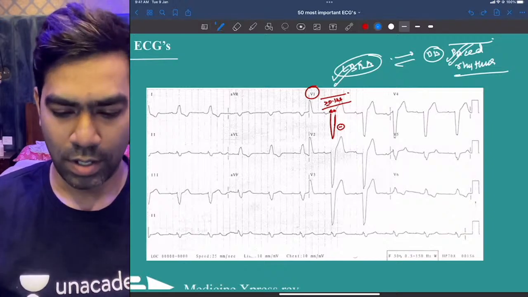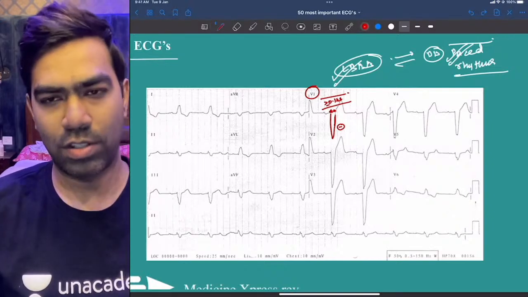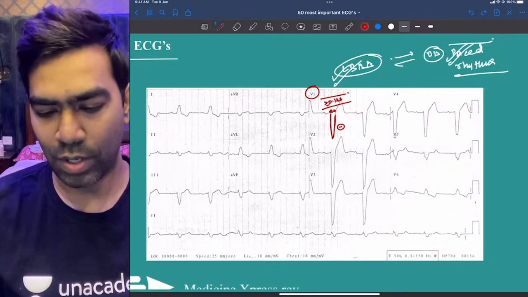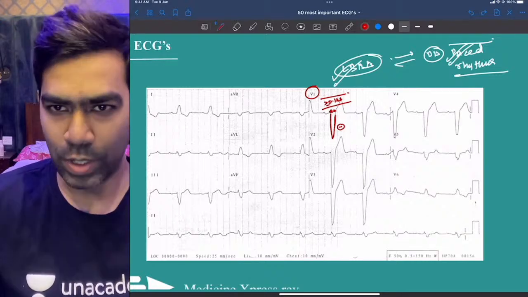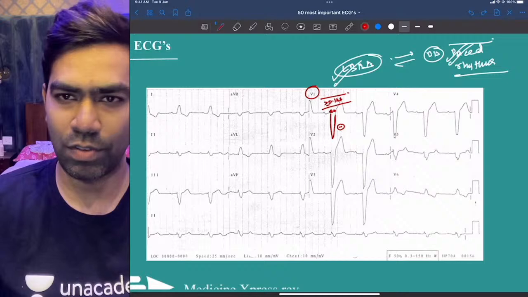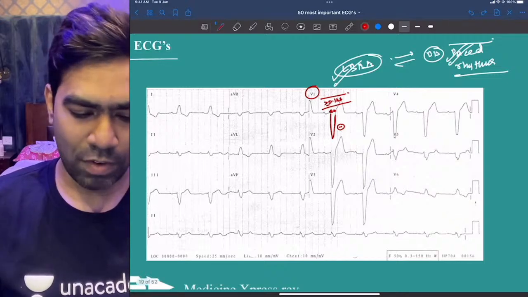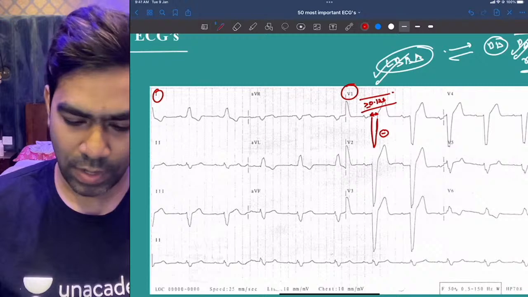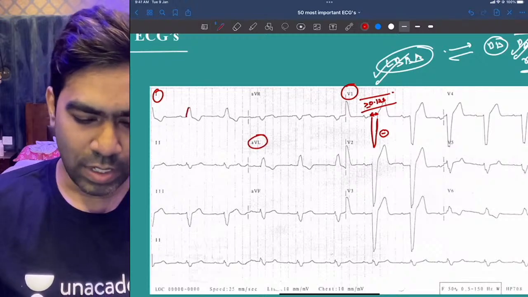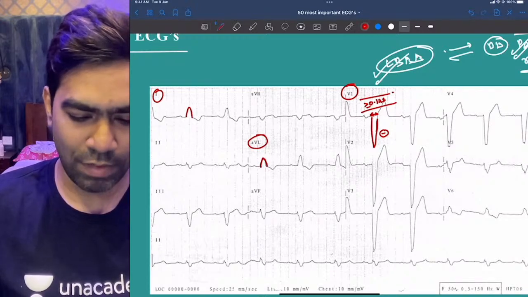left bundle branch block. So how to find out a left bundle branch block? Just look at lead V1. If you have a wide QRS and a predominantly negative QRS complex, or a QS complex like this, that is very much suggestive of a left bundle branch block. And apart from that, in lead 1 and lead AVL, you will see this kind of monomorphic positive R wave complexes.